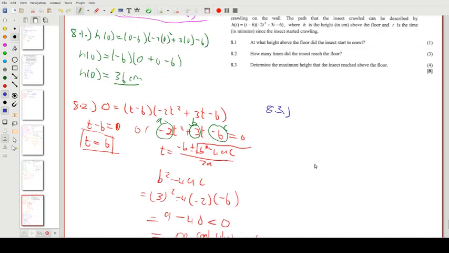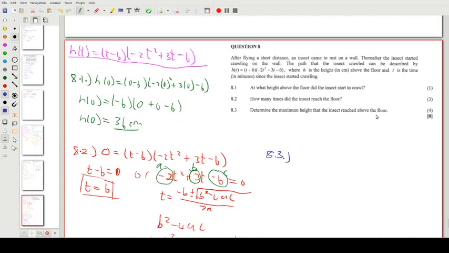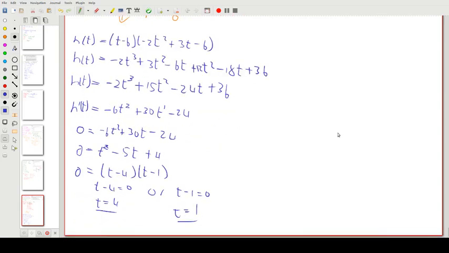Now let's see, what was the question. Determine the maximum height that the insect reached above the floor. So the maximum height will be the biggest one, that is this guy. So our answer would be 4 centimeters. Alright, no, that is incorrect. Our answer is when time is 4, right? Almost made a mistake there. So this is not 4 centimeters, this is when time is 4. So after we know that time is 4, we substitute that back in, or we do both of these, right? t equals 1 and t equals 4. That's when you reach maximum heights, or local maximums.